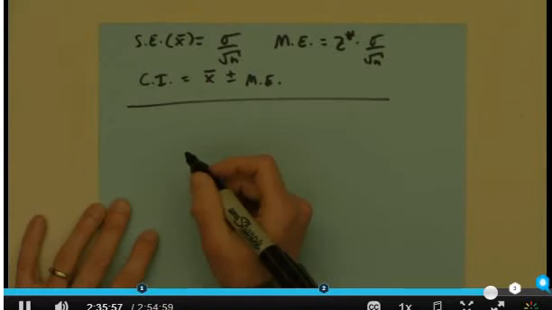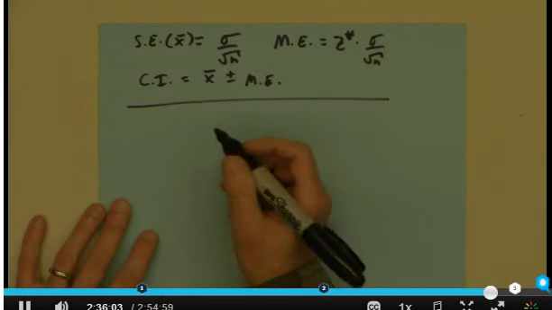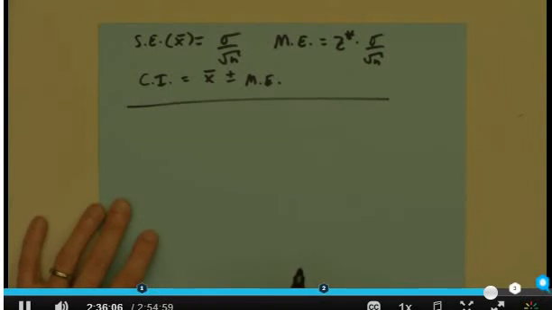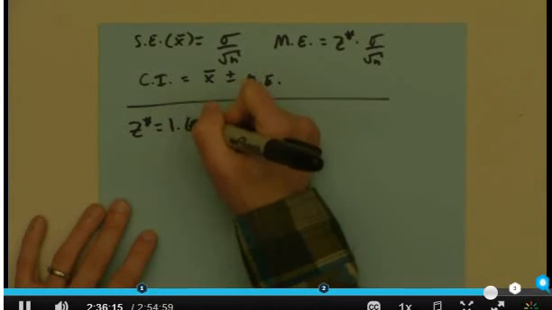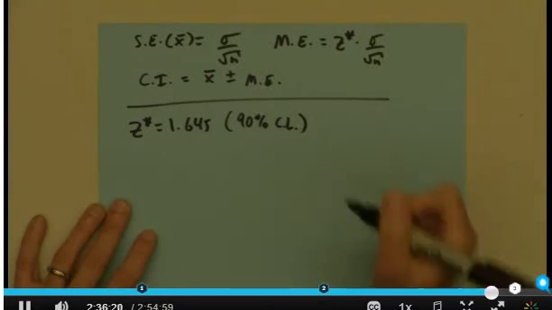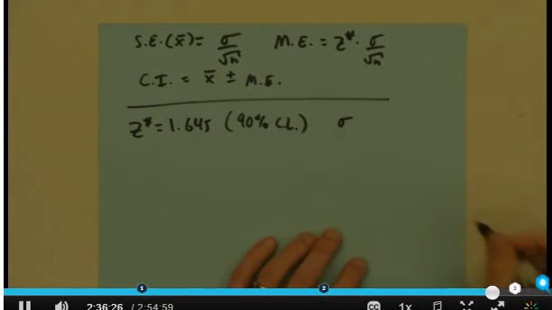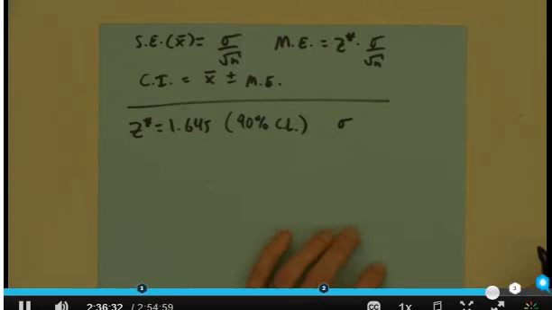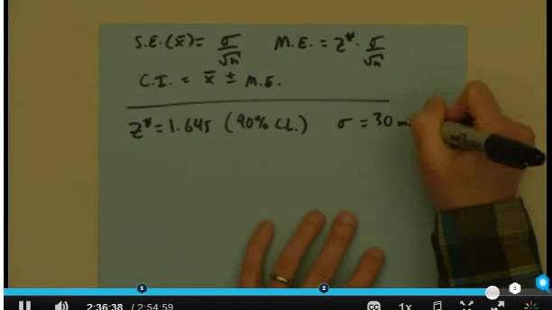Let's see. I need a 90% confidence interval. So what does that tell me? 1.645. That tells me my critical value is 1.645. That's because I want 90% confidence. My confidence level is 90%. I need a sigma. See, they're assuming a standard deviation for individual commute times of 30 minutes. So I'm going to assume sigma equals 30 minutes.